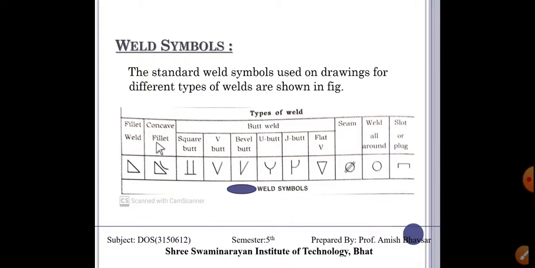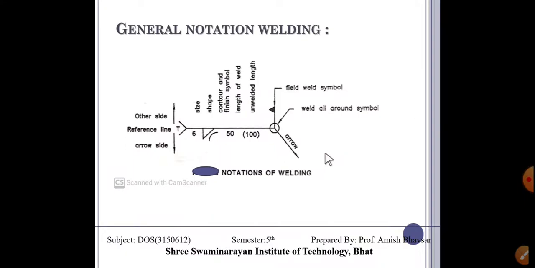This is a fillet weld. This is a concave fillet weld. Sometimes we generate this kind of straight angle by the welding, but it is smoothened by the internal curve. Then butt welding: the square butt, V butt, bevel butt, U butt, J butt, flat V. This kind of welding we use as butt welding. So this symbol pattern must be indicated in every drawing for on-site welding connections.